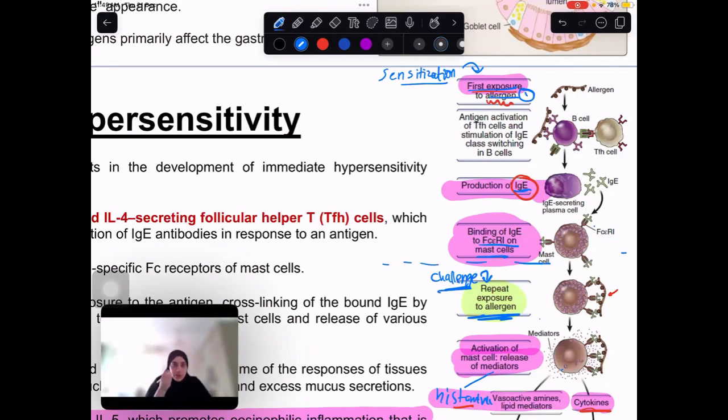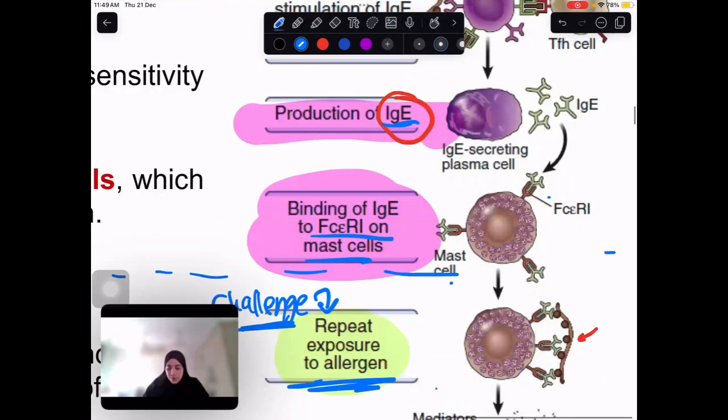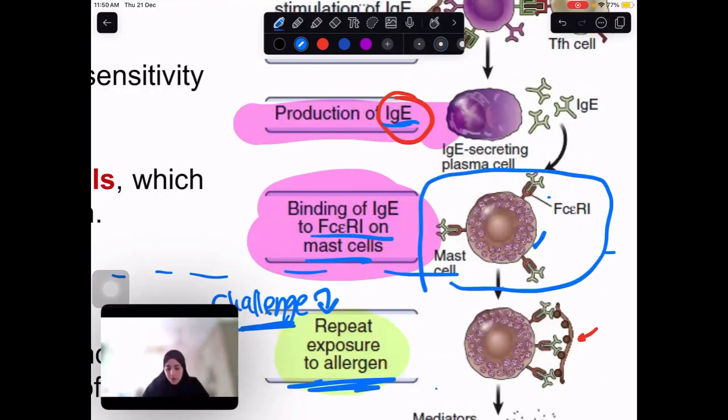What did we mention sensitization is? The first time I get exposed to the allergen, am I having any reaction? Will I see anything? No, no reaction. So sensitization: first time I get exposed, my body will start to produce IgE, then the IgE will bind on Fc receptors that are found on the mast cells, and they form this complex. This is the complex, the complex of the mast cell with the Fc receptors right here, and then with the IgE antibody. This is sensitization.